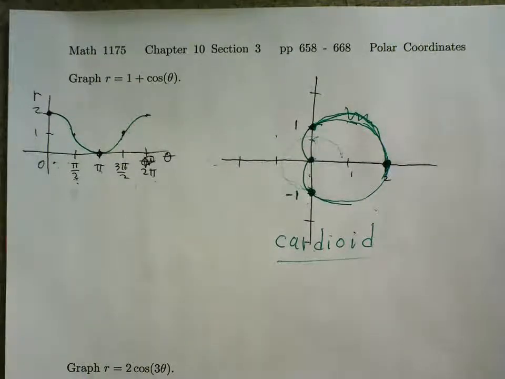Okay, the next example, graph r equals 2 times cosine of 3 theta.